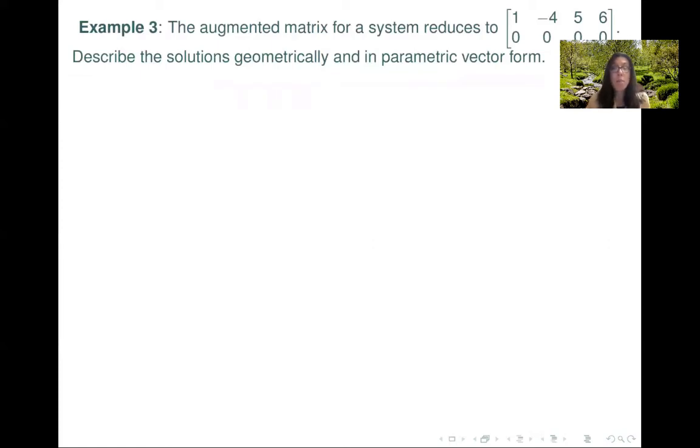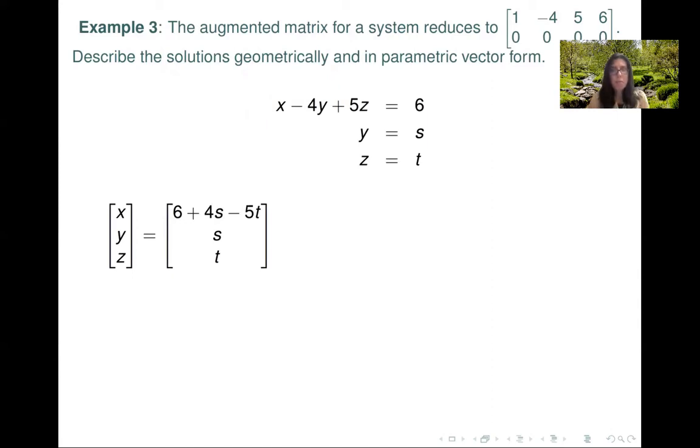Looking at another example, suppose the augmented matrix for a system reduces to the following. Describe the solutions geometrically and in parametric form. Translating back to equations, the top equation tells me x minus 4y plus 5z is equal to 6. And then the y variable was free, so I'll let y be equal to s. And the z variable was also free, so I'll let z be equal to t. Then substituting y equals s, z equals t into the top equation and solving for x gives me this parametric solution. And now I'm going to write it in parametric vector form.